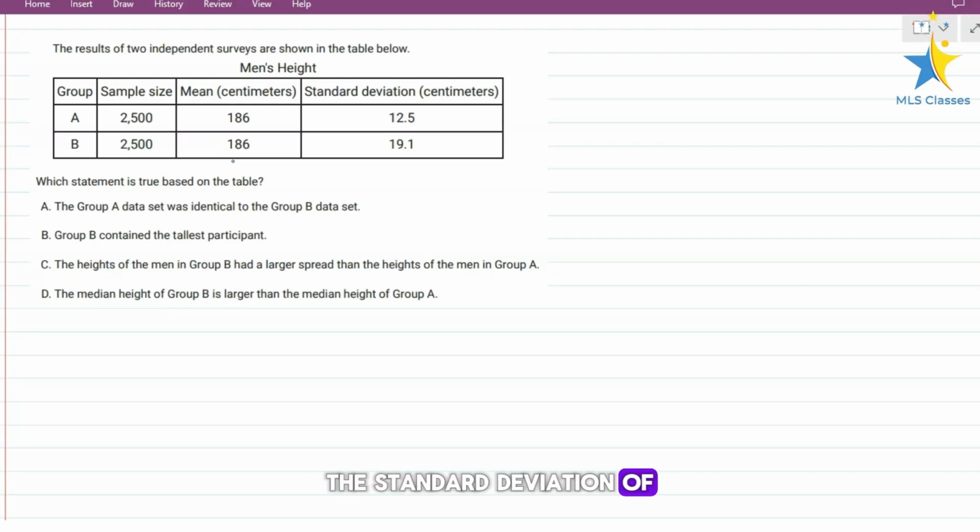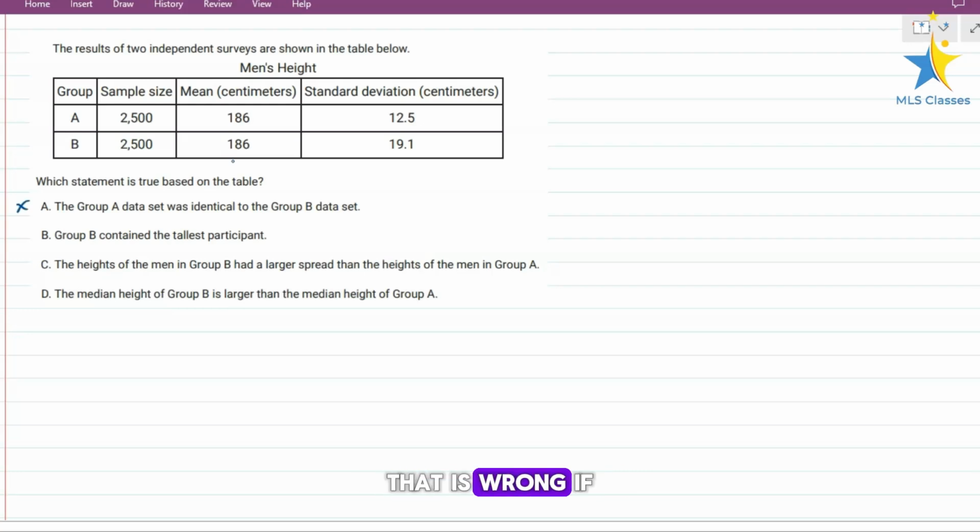The standard deviation of the heights of the men in group B is larger than the standard deviation of the heights of the men in group A. Therefore, the heights of men in group B had a larger spread than the heights of the men in group A. So you can see choice A is saying the group A dataset was identical to the group B dataset. That is wrong.